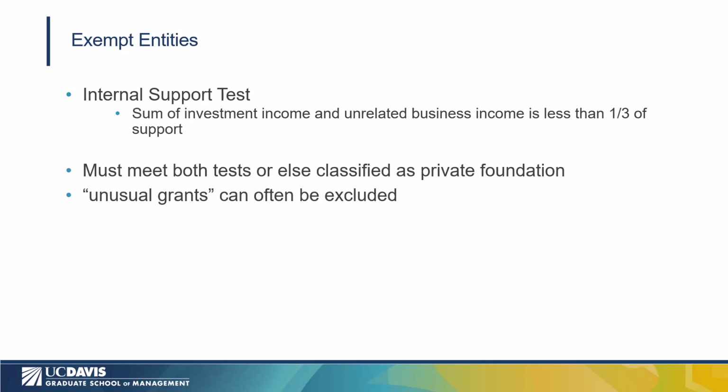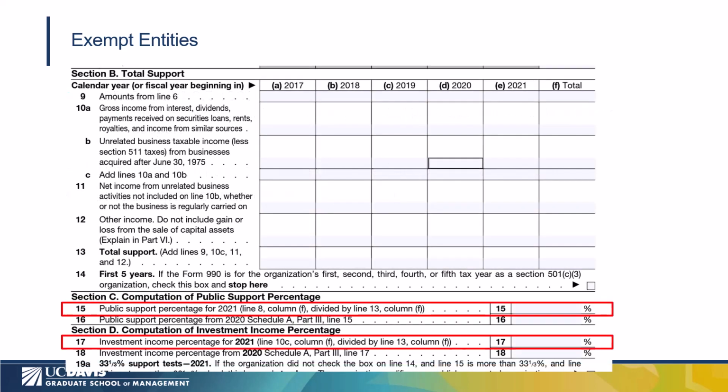So if you get an unusual grant, and this happens from time to time, maybe you have a small public charity and suddenly they get one giant grant from the government or something, and it just overwhelms their entire budget. You can often try to exclude that. There are terms in the regulations that allow you to do that.